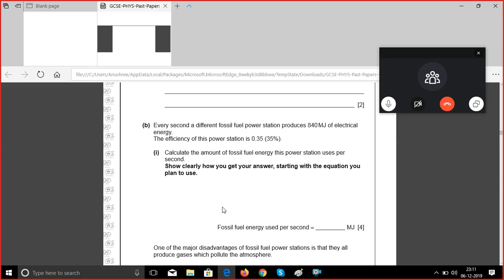Oh wait, no, I need to multiply it also by the efficiency. Like, you have to divide it by efficiency, not multiply, divide it by efficiency. Because input energy should always be greater than the useful energy, right? That's true. So, useful energy divided by efficiency.